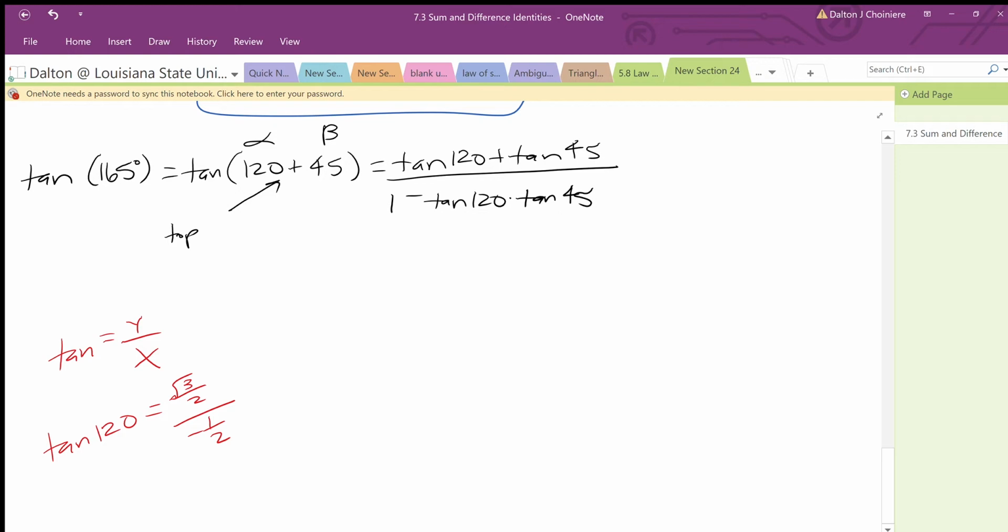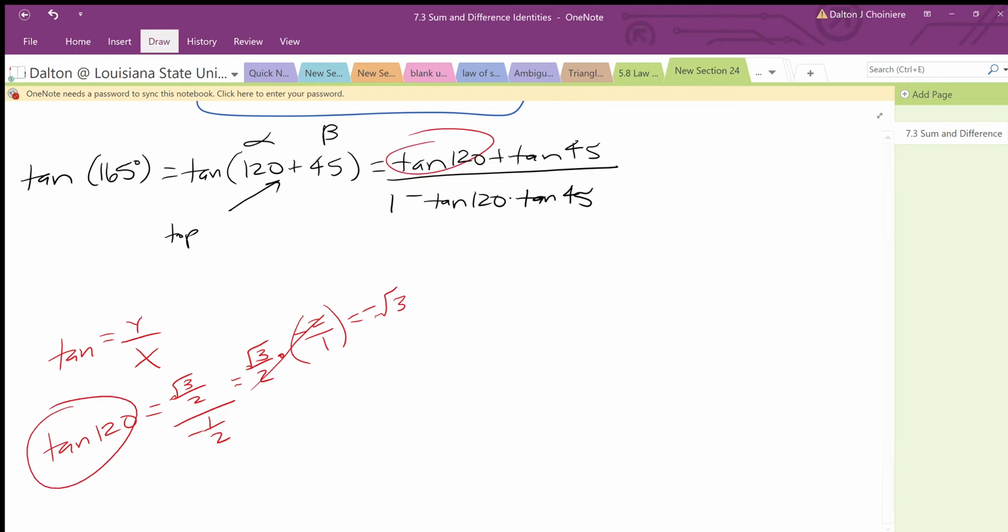Then we know that dividing stacked fractions like this is the same thing as taking the square root of 3 over 2 and multiplying by the reciprocal of negative 1/2, which will be negative 2 over 1. If I multiply straight across, these 2's cancel, and I'm left with negative square root of 3. So all of that was just to find the tangent of 120, which is negative square root of 3, plus the tangent of 45.